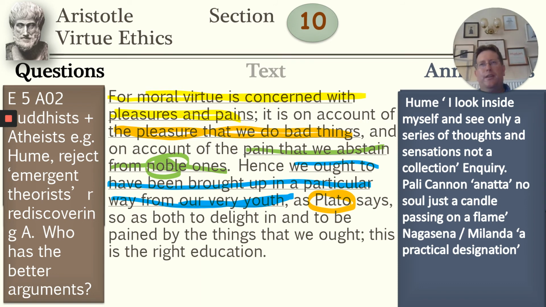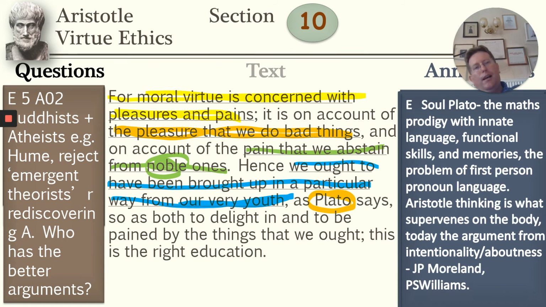Or the university student who mistakenly looks at a building and says, "Is that the university?" when the university is more of a corporate thing, a practical designation. So who has the better arguments? Hume and the Pali Canon, or is it Plato and Aristotle?